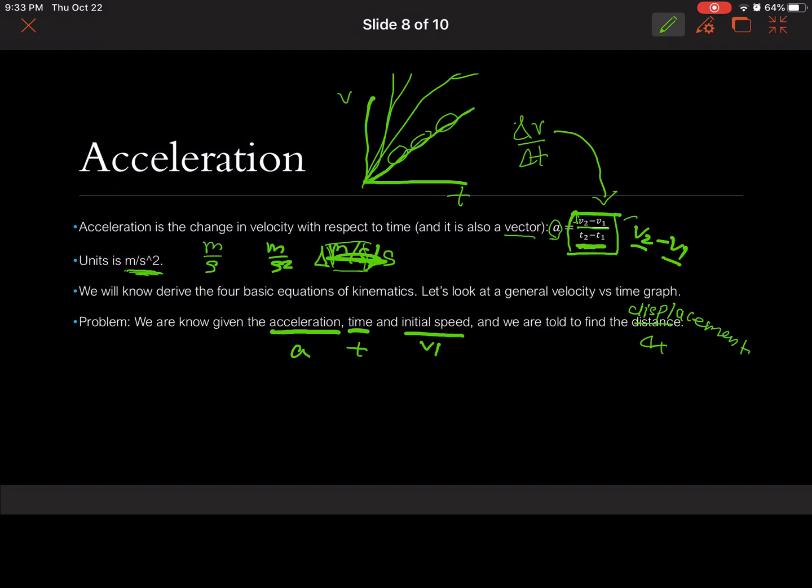In usual distance, rate, and time problems, you're given speed and time, and you find out how much distance you're traveling. Distance equals speed times time. But now you're given the acceleration, time, and initial speed. So how are you going to do this?